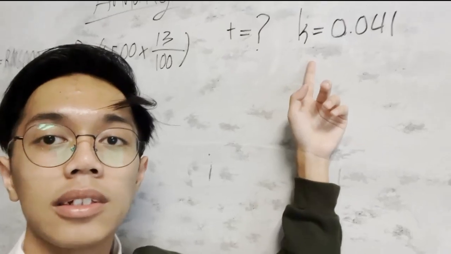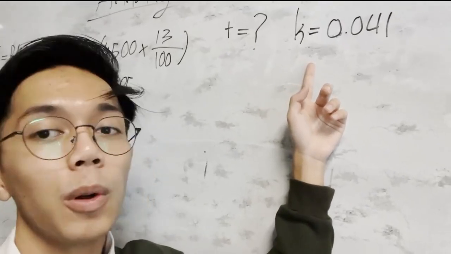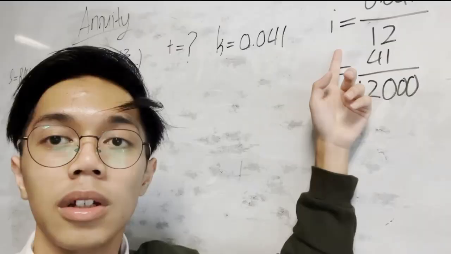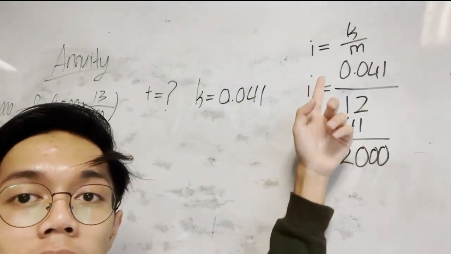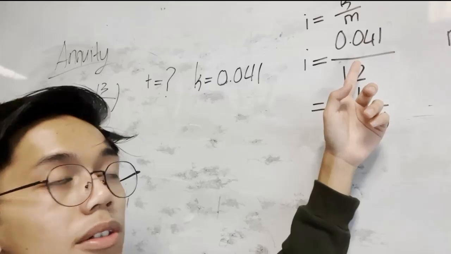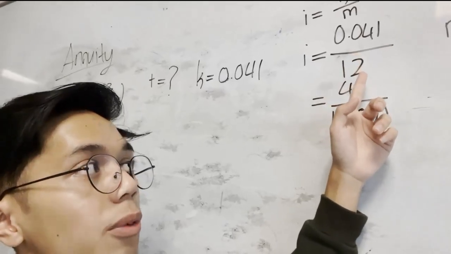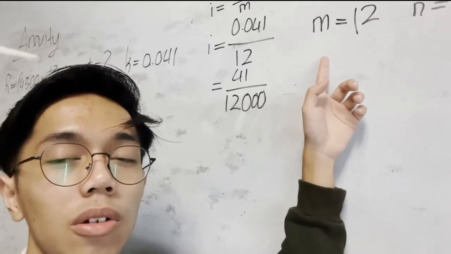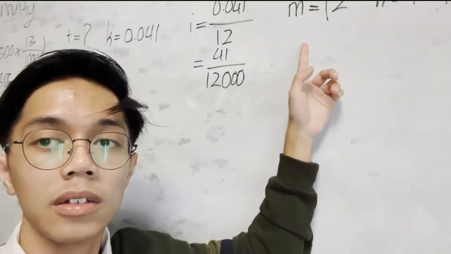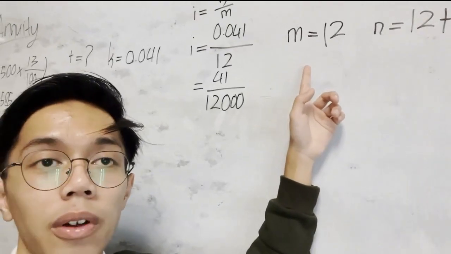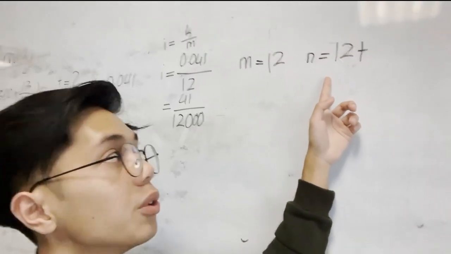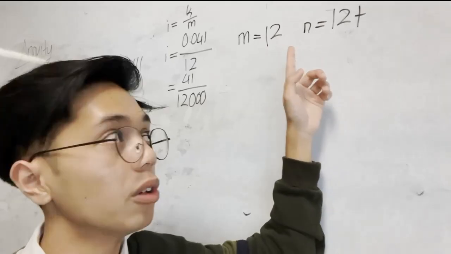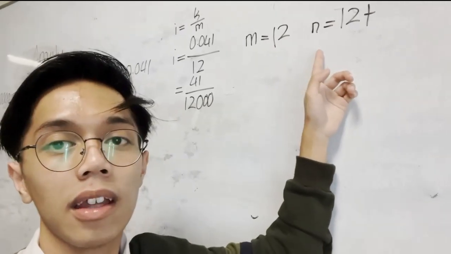And for the K, which is the percentage, it is 4.1%, but we already changed it to 3 decimal places. To find I, K divided by M, and it is 0.041 divided by 12, and this is the answer for I. M is how much compounded interest. So for M, it's 12. And for N, we need to multiply M with T, but we didn't find T yet, so we are going to find T. After that, we will find N.